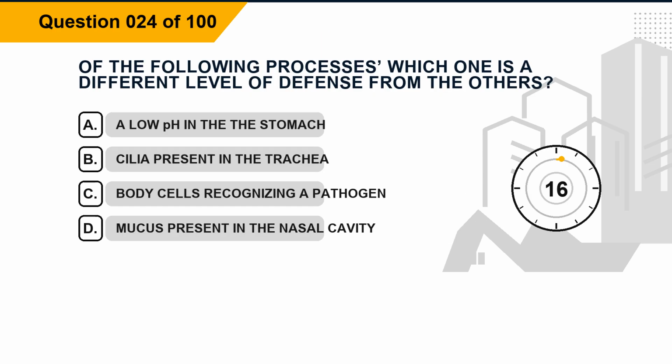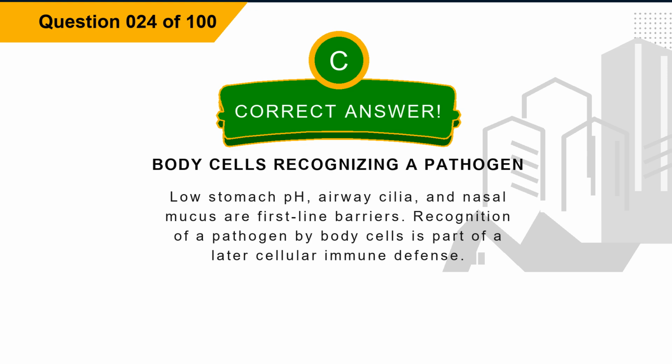Question 24. Of the following processes, which one is a different level of defense from the others? Option A, a low pH in the stomach. Option B, cilia present in the trachea. Option C, body cells recognizing a pathogen. Option D, mucus present in the nasal cavity. The correct answer is option C, body cells recognizing a pathogen. Explanation: low stomach pH, airway cilia, and nasal mucus are first-line barriers. Recognition of a pathogen by body cells is part of a later cellular immune defense.